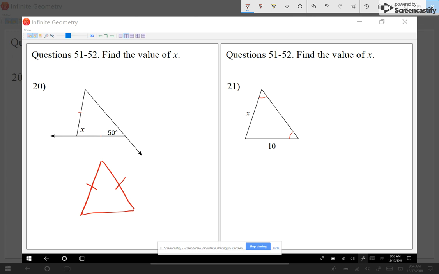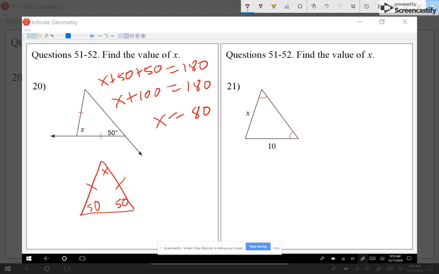So if you notice, if you rotate the picture, you have that this is X and this is 50. The reason why I stand up the person, the reason why I put the sides like that, is because the two angles at the bottom are going to be equal. I see that one of them is 50. I'm going to say the other one is 50. Now I have the three angles of a triangle. I'm going to add everything. X plus 50 plus 50 is equal to 180. So I have that X plus 100 is equal to 180. We can agree that X is equal to 80.